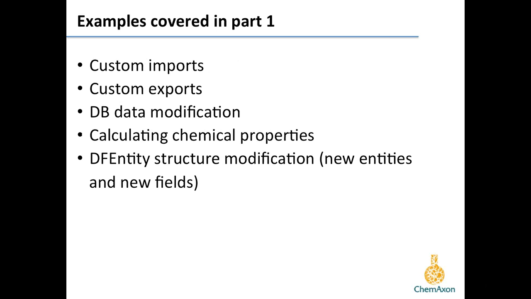And some of these things that you might be using these particular portions for are doing custom imports into IJC or custom exports for file writing. We'll also be looking at how one does database data modifications, such as inserting or altering data. We'll be looking at how to calculate chemical properties beyond those that automatically come with the GUI, such as using our chemical terms library. And we'll also look at how to modify the structure of an entity, such as creating a new entity or adding a new field itself.